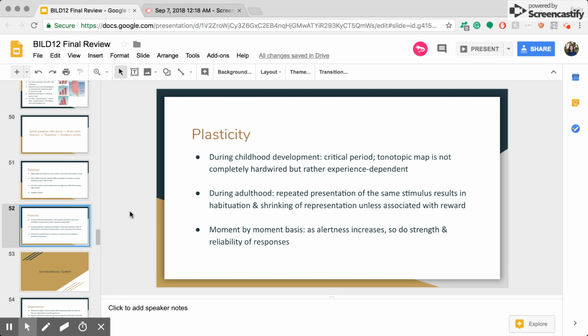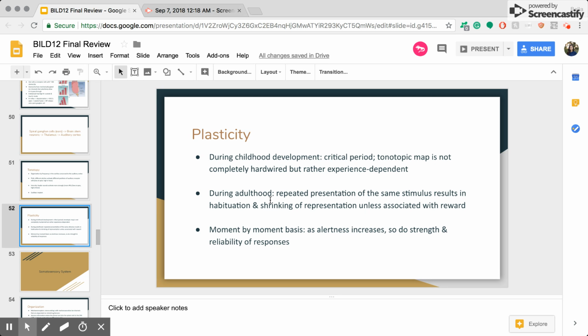Moving on to plasticity. There are 3 steps to this. With plasticity, you can hear something as a kid, and that's pretty important. It's not completely hardwired, but your tonotopic map in your brain is rather experience dependent. Meaning, if you hear a second language as a kid, it's more ingrained into your brain versus if you heard it in adulthood, it would not have the same effect on your tonotopic map.